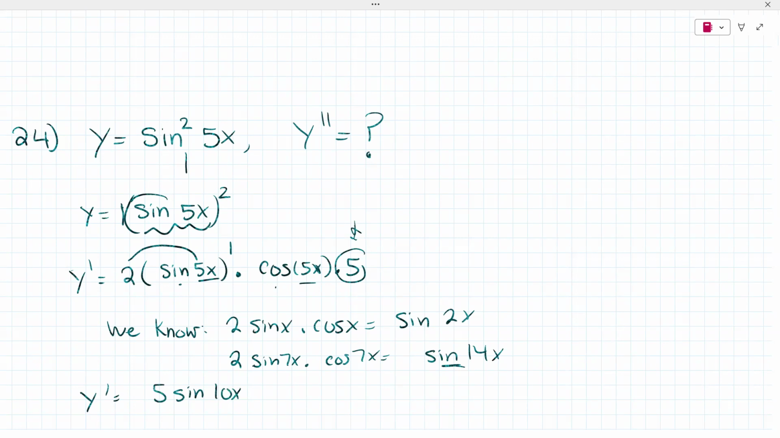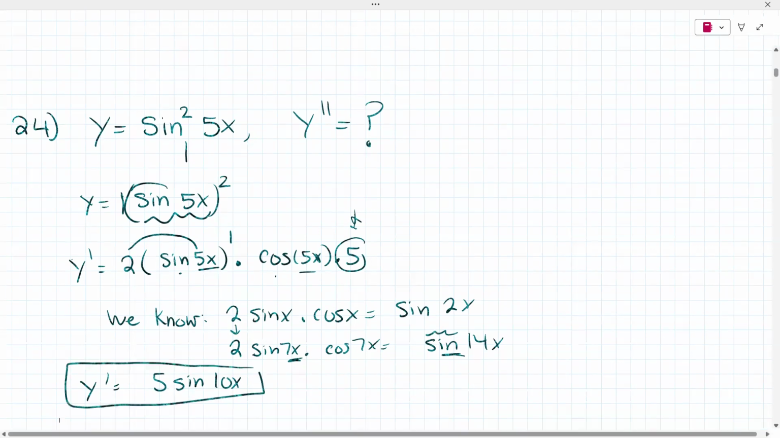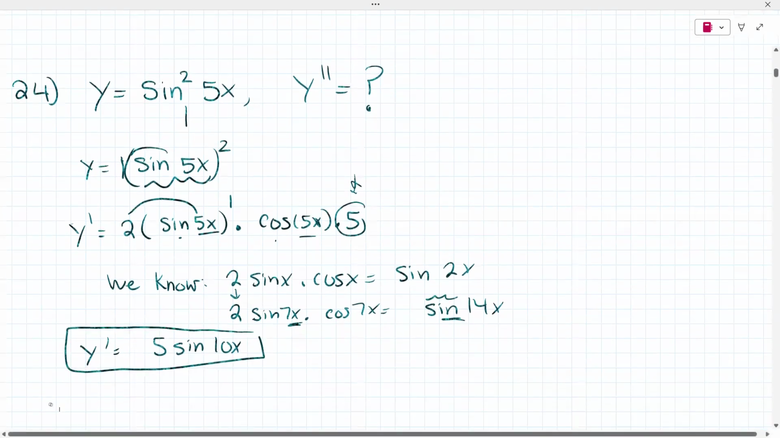Okay. So I had to use this identity to simplify it. I know that sine of the same number times cosine of the same number is just going to be sine of 2 times that number. And you're just going to put a sin in front. And then I had this extra 5, so that is going to be 5 sine of 10x. Okay, so that is my y prime. That was a tricky one. Now let's find y double prime.